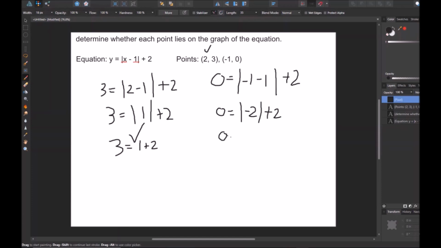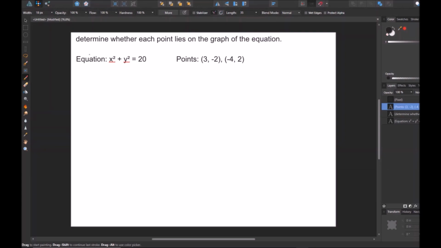So -2 will become just 2, and we have 2 plus 2. And we can see here that 0 does not equal 2 plus 2. So -1 comma 0 does not lie on the graph of this equation.